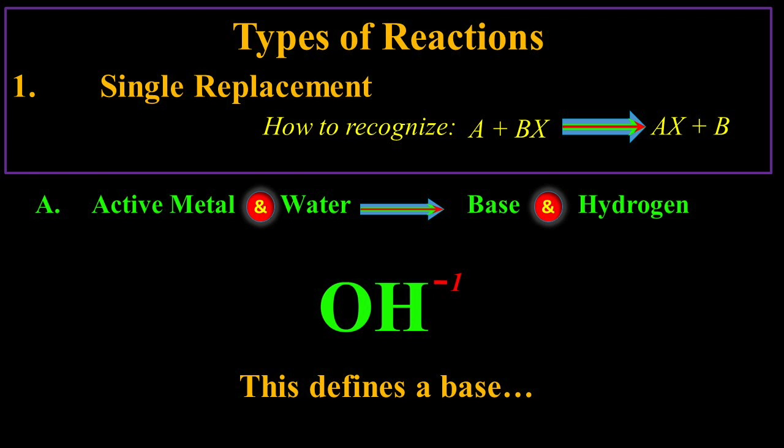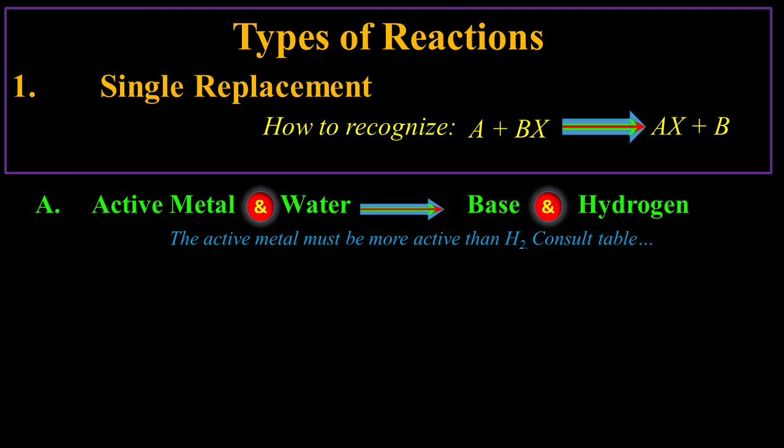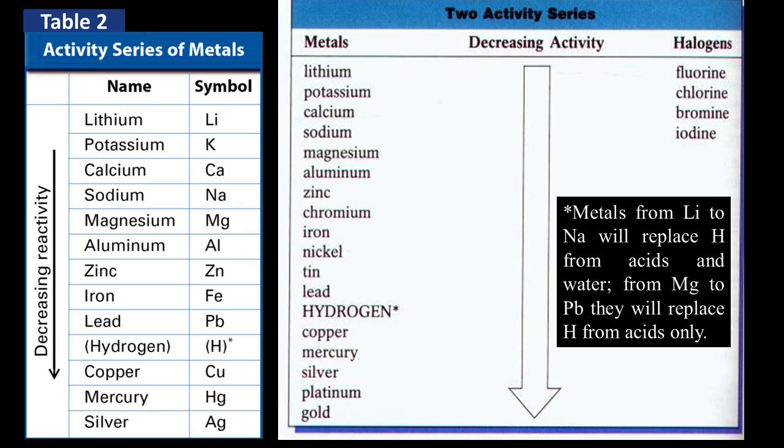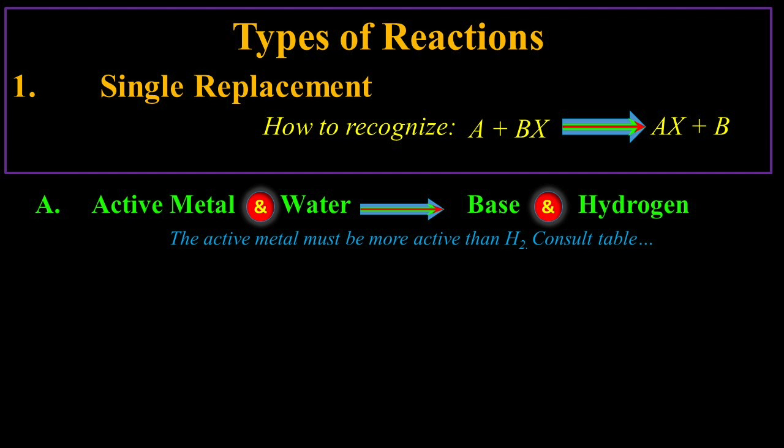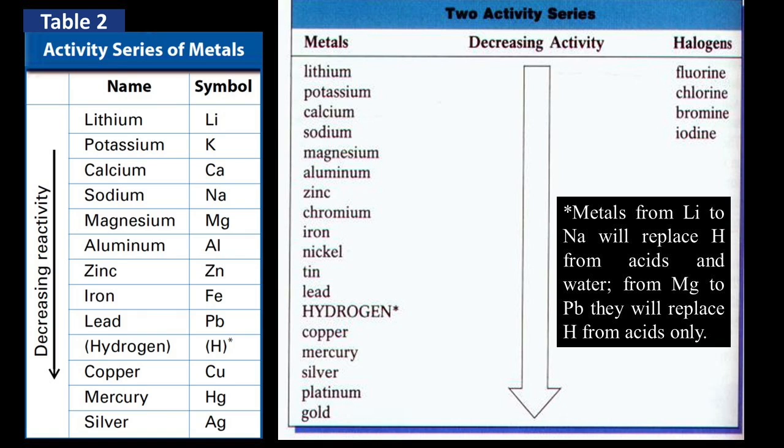Now, just be careful of this, that the active metal has to be more active than the hydrogen. But be careful. Let's stop. Well, we're not going to stop because the next slide will show you. But look into what it says. The metals from lithium to sodium, so it'll be sodium, potassium, and lithium, will replace hydrogen from acids and water. From magnesium to lead, they will replace the H from acids only.